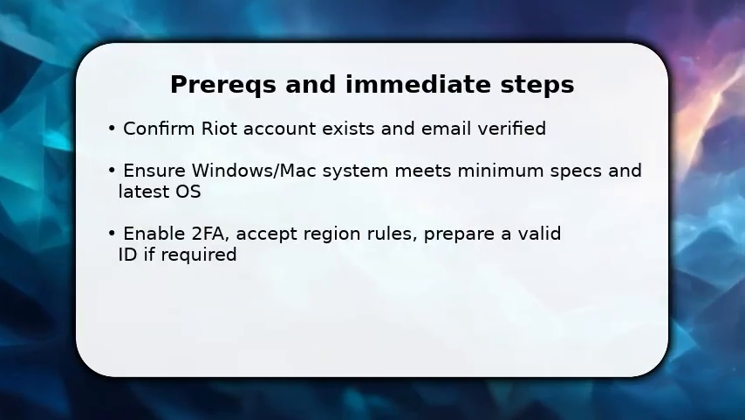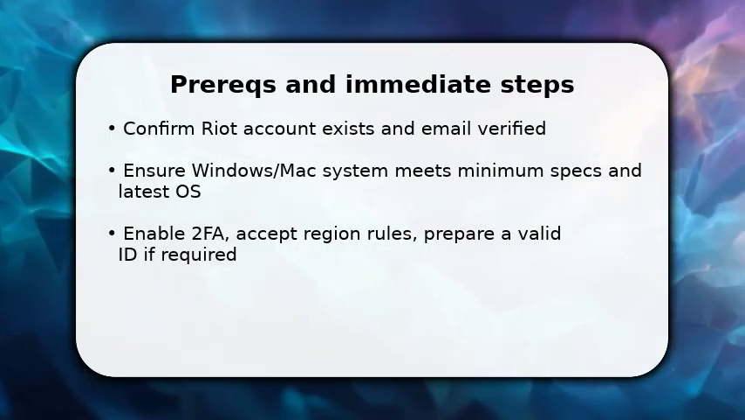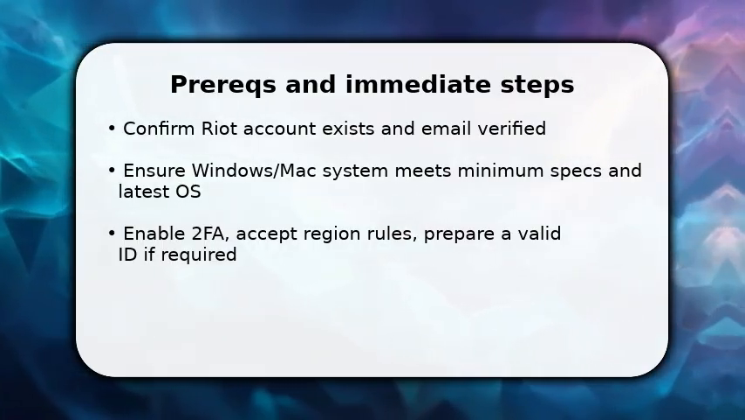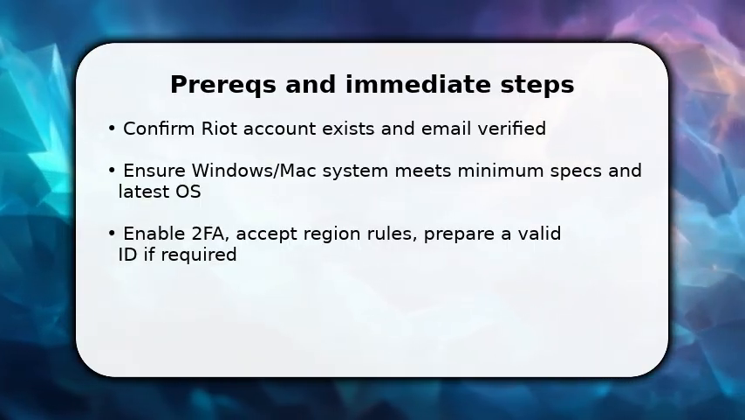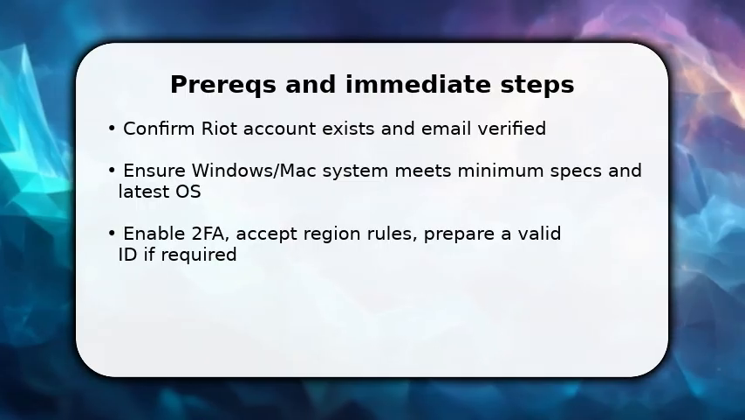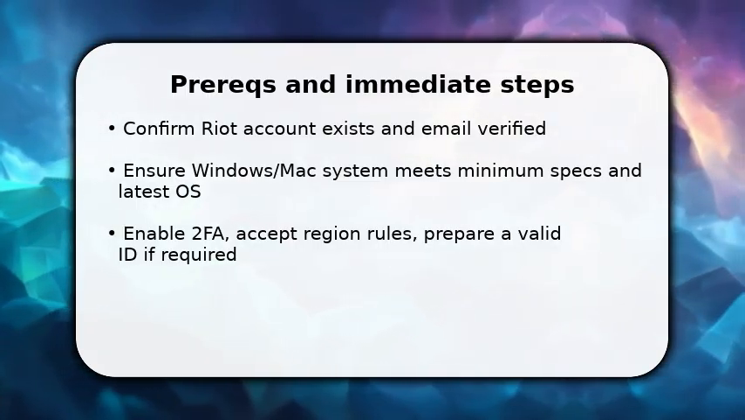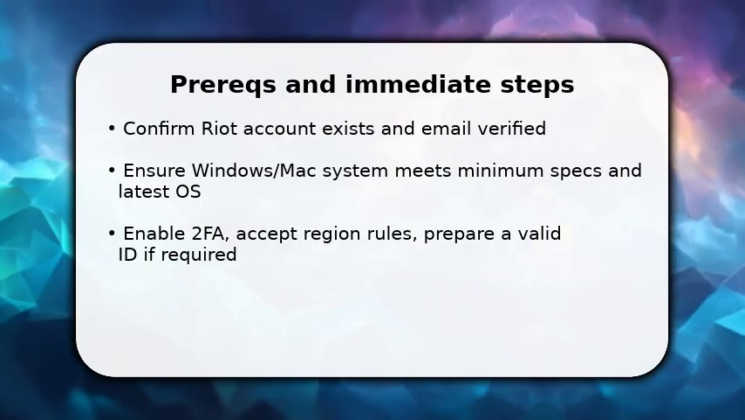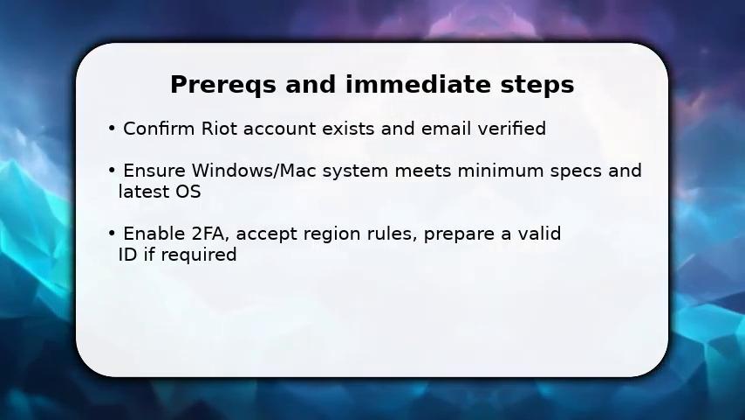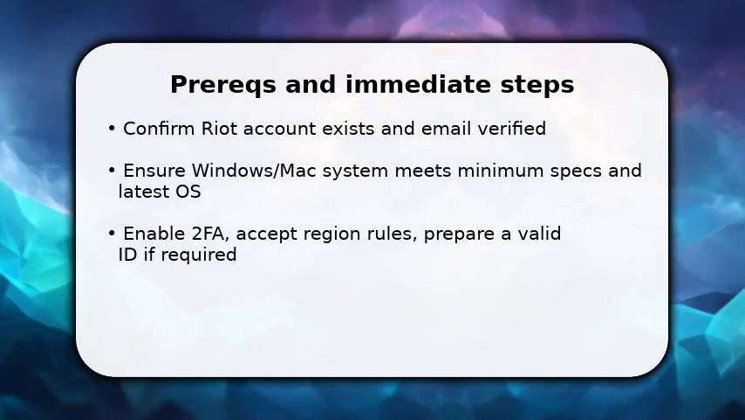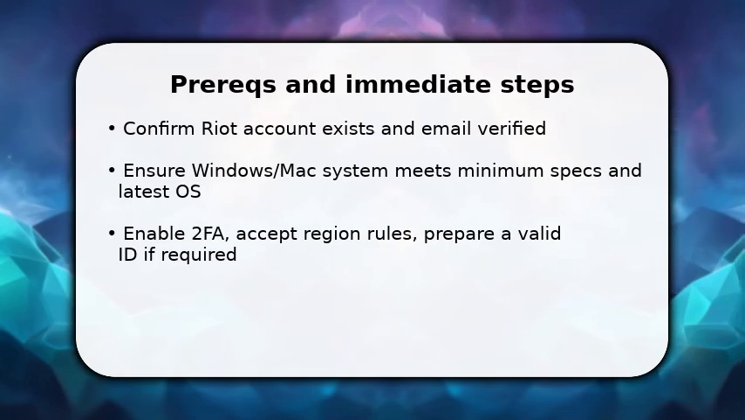You start by preparing your Riot account and system. This gets you into queues faster. Create or sign into your Riot account, verify the email, and enable two-factor authentication to avoid access blocks. Once done, make sure your PC or Mac meets Valorant's minimum specs and has up-to-date drivers. Update your OS if needed. Register the region and agree to terms so you can accept beta invites. These immediate steps remove avoidable roadblocks before applying.